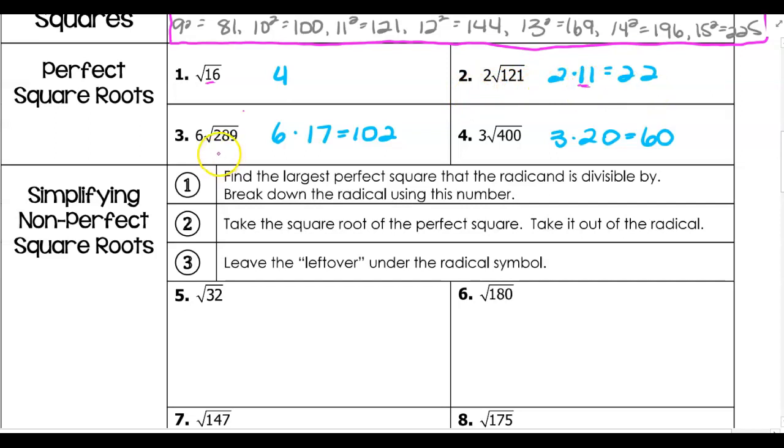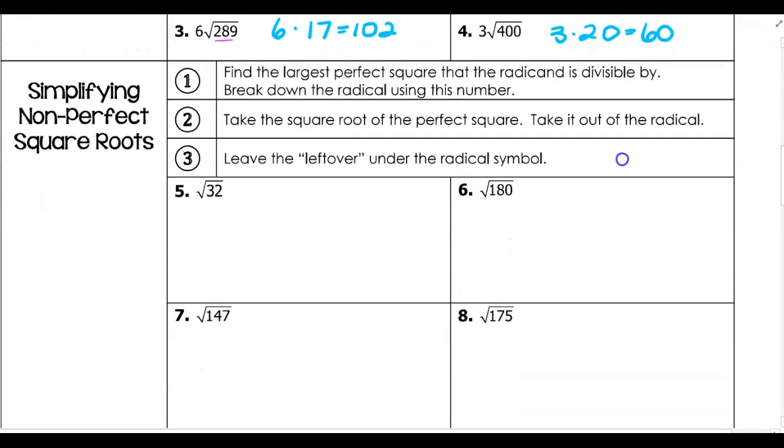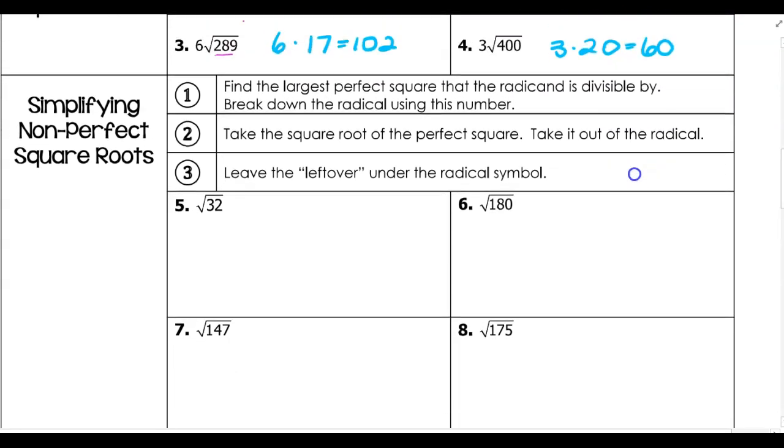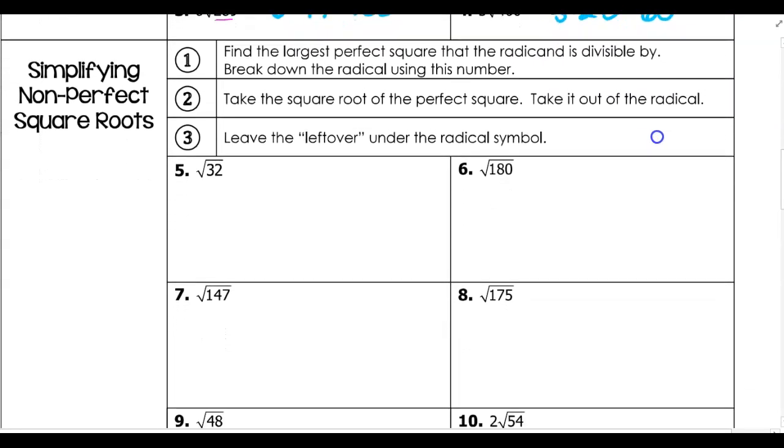Similarly, square root of 289, 289 is a perfect square. If you type that in your calculator or Desmos, you get 17. And 6 times 17 is 102. And 400, the square root of 400 is 20. And we just multiply again by that. We can call that the coefficient, the number in front of the radical.